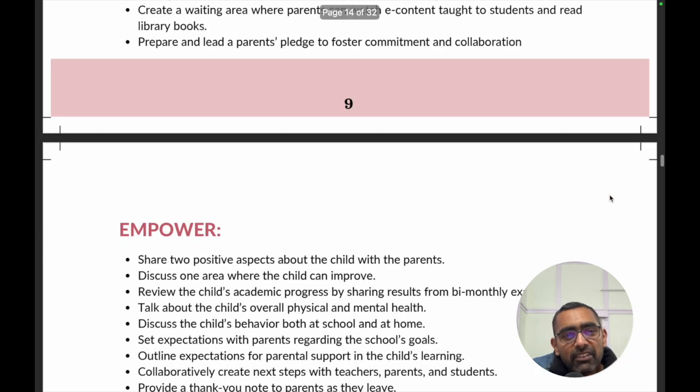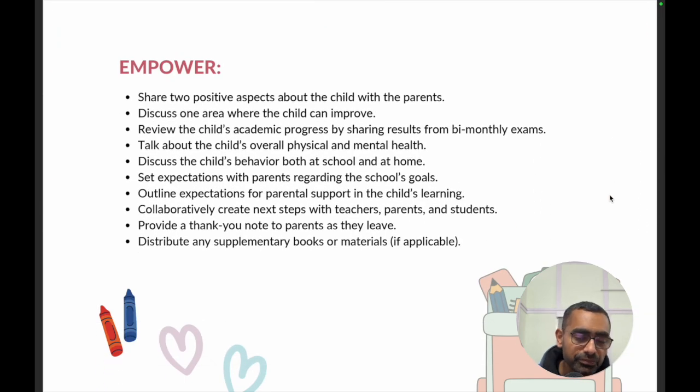Now, how do you empower the parents? You can share 2 positive aspects about their child. You can discuss an area where the child can improve. You can review the child's academic progress. Talking about the child's overall physical and mental being is very important. Yes, academics are important, but so is health. In fact, health can be more important.